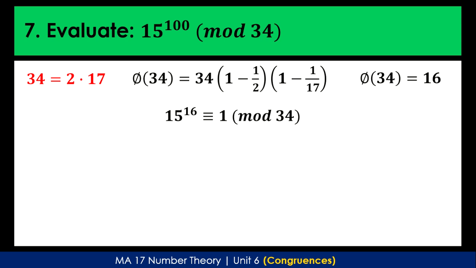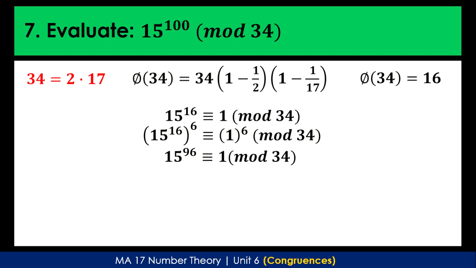So let's say we raise it to the power of 6. So 15 raised to 16 times 6, and then we have 1 raised to 6, which is still 1. So 15 raised to 96 is congruent to 1 modulo 34. Here, we need another 4, 15 raised to 4, so let's multiply both sides by 15 raised to 4.